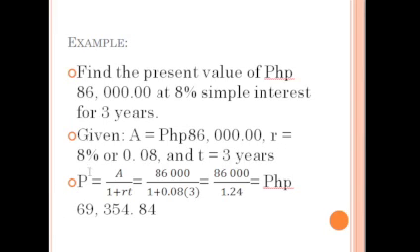So we have P is equal to A, which is the maturity value, over 1 plus RT is equal to 86,000 divided by 1 plus 0.08 times 3, and 86,000 divided by 1.24, that is 69,354.84. That's the present value kung ang maturity value is 86,000. Ang simple interest for 3 years is 8%.